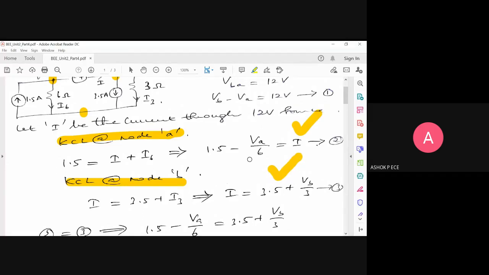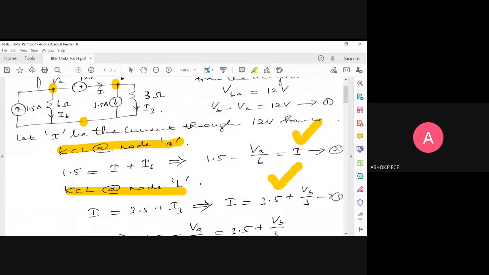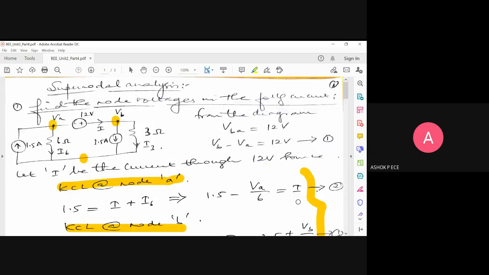See here, I have written the KCL equation at both nodes, and I have written what I is equal to from both equations, because I don't know I. So I can equate these two equations and eliminate I. In a super node, the goal is eliminating the current through the voltage source. In a super mesh, the goal is eliminating the voltage across the current source. The concepts are exactly identical. If you have a current source, you call it a super mesh; if you have a voltage source, you call it a super node.